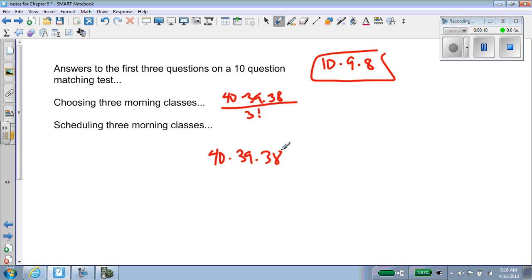Like, you probably don't want to have 2 math classes back to back, or maybe you do, but the order of that does matter. So we do want to listen to, in the real world, does it seem like the order of this matters? Then don't divide. If the order doesn't matter, if it's making repeats, then we do divide.